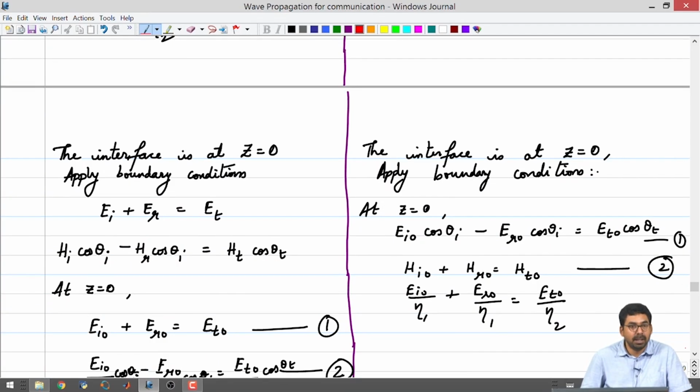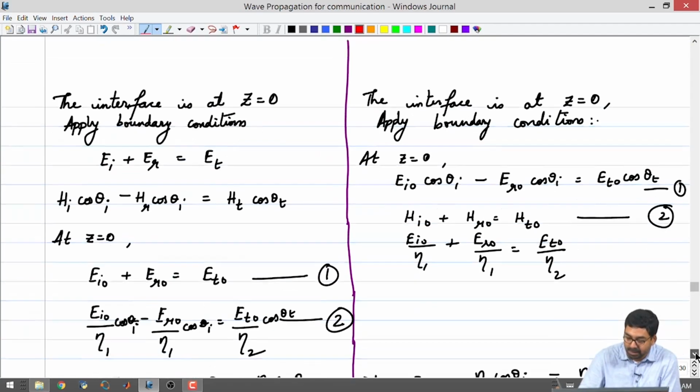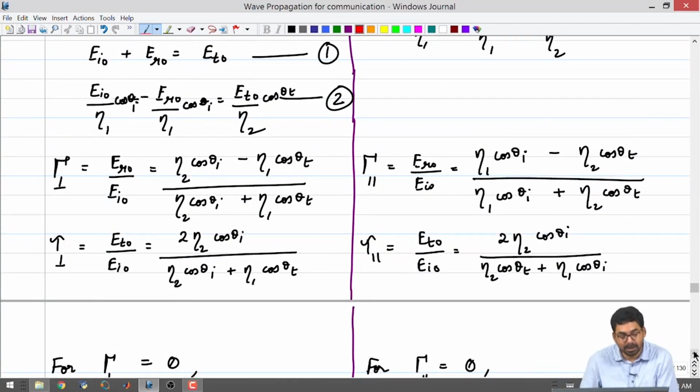In one case where the electric field was out of the plane of incidence, everything was tangential. So, Ei plus Er was equal to Et, right. But for the other case, we had Ei cos theta i minus Er cos theta i is equal to Et cos theta t. So, the magnetic field boundary condition is also different for both polarizations, and because of this we could get the expressions for the reflection and transmission coefficient for the two polarizations. There are subtle differences between the two.